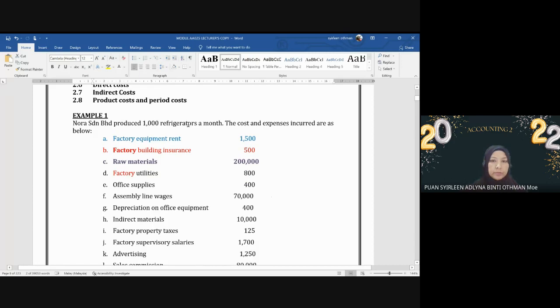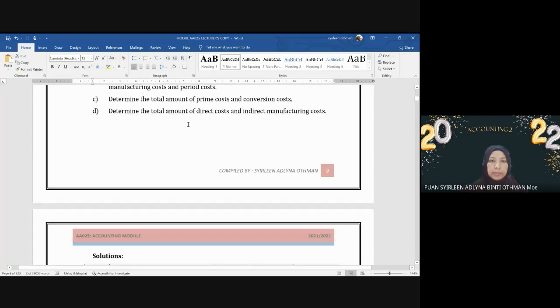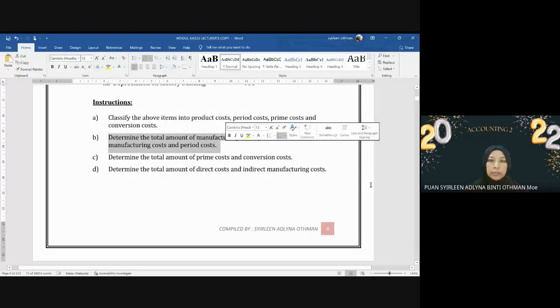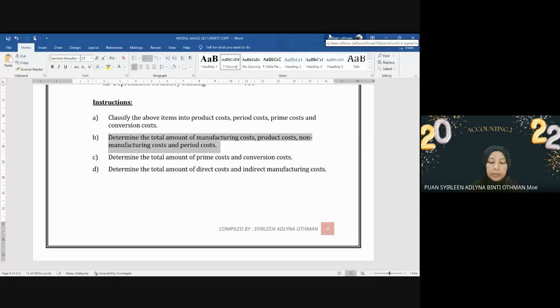Alright, so kita dah tik-tik semalam, kita dah tengok classify the above items into product cost, period cost, prime cost and conversion cost. So I already did this yesterday. I hope your table is all completed. So today kita akan kira pula. We are going to determine the total amount of manufacturing costs, product costs, non-manufacturing costs and also period costs. Okay, and then kita akan kira prime cost untuk C.